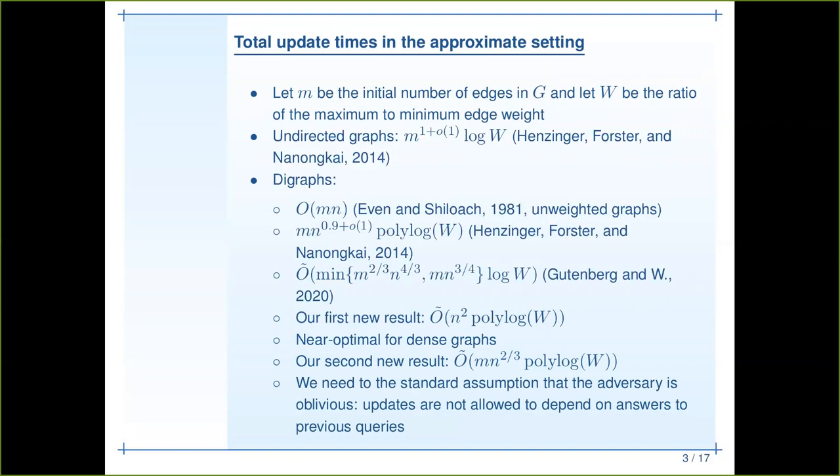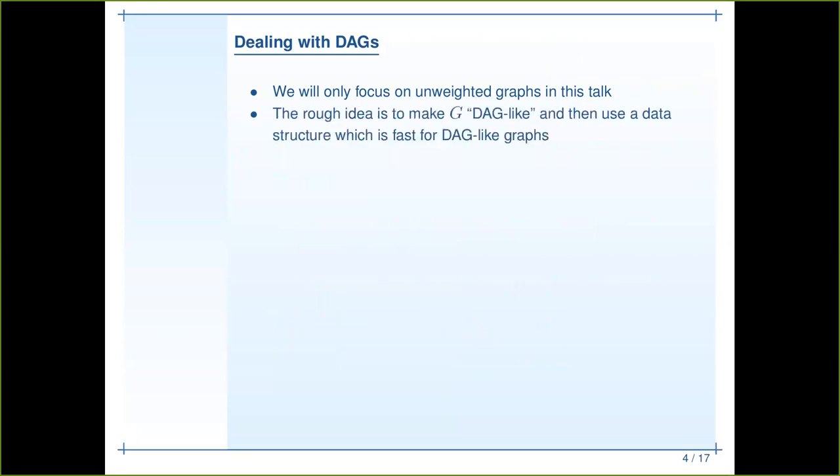Similar to many previous randomized data structures, our data structure needs this fairly standard assumption that the adversary is oblivious, so the user is oblivious, which means that the updates are not allowed to depend on answers to previous queries. So I will only focus on unweighted graphs in this talk to keep things simple.